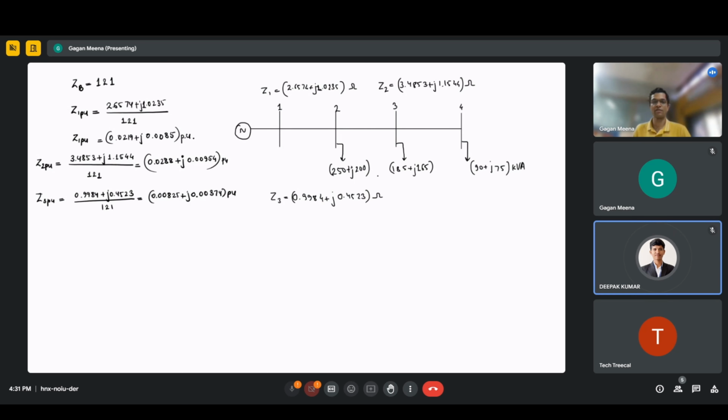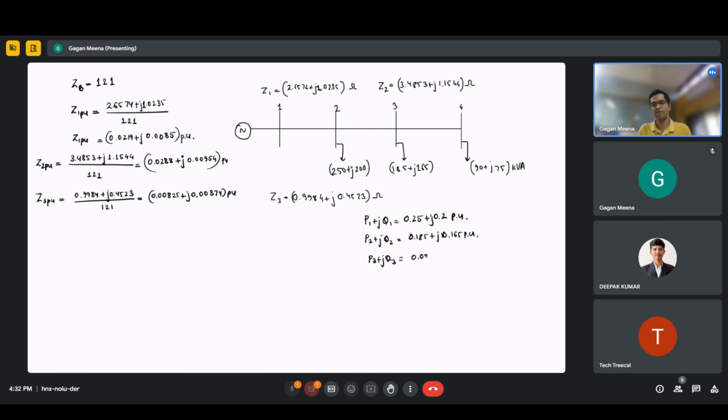Now these are on a 1 MVA basis, so the loads are in kVA, so directly you can write P1 plus jQ1 as 0.25 plus j0.2. Correct? And P2 plus jQ2 is 0.185 plus j0.165. And P3 plus jQ3 is 0.09 plus j.